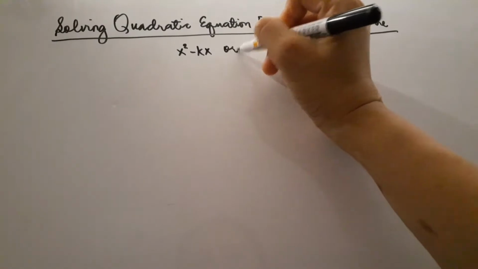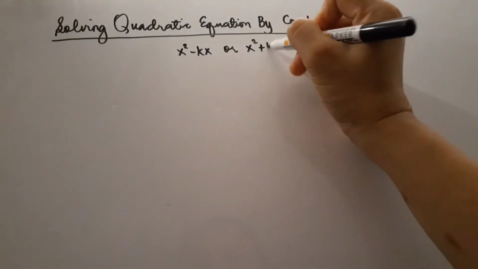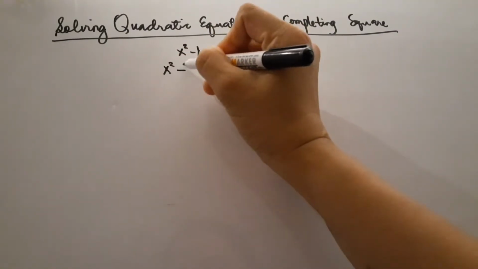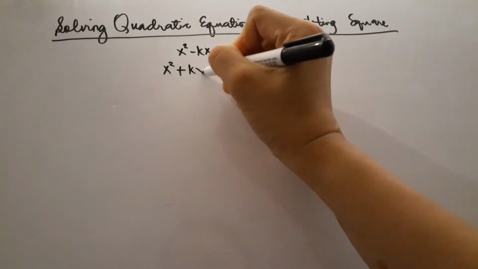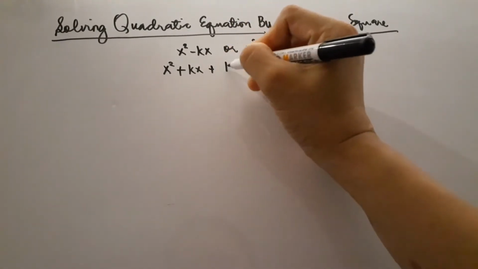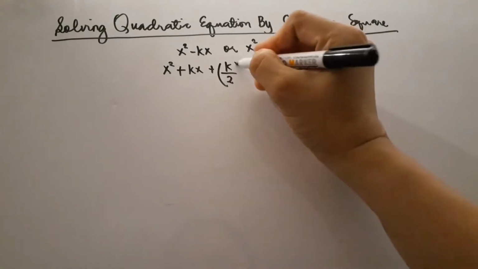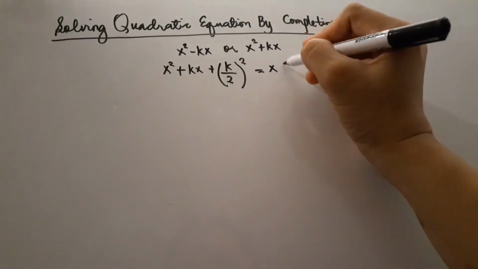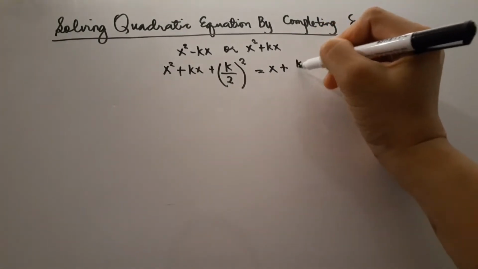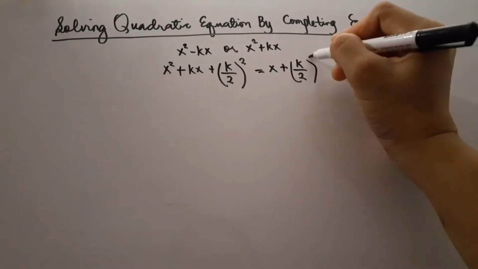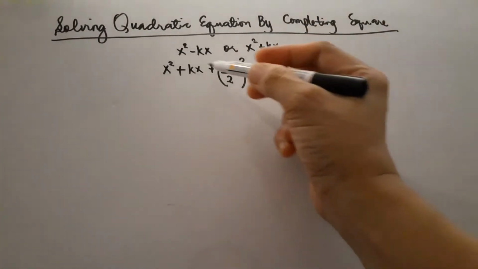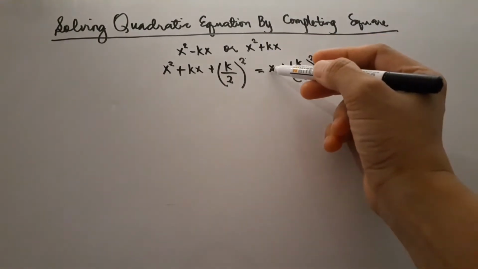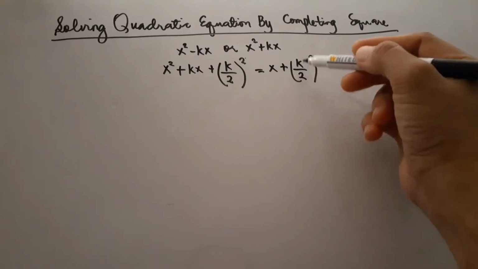Today we're going to talk about solving quadratic equations by completing the square. In the expression x squared positive kx or x squared negative kx, we will add k over 2 squared, that is the square of half of the coefficient of x. We can write the standard form as x squared plus kx plus the quantity k over 2 squared is equal to x plus the quantity k over 2 squared, where we use half of the coefficient of x and then square it, like this.